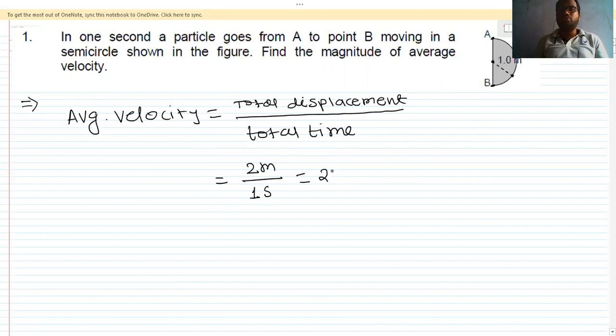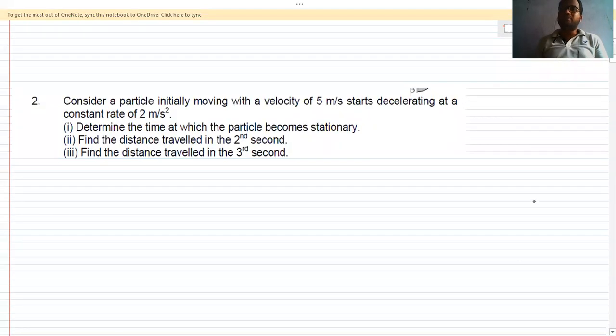So what is the answer? 2 meter per second is the answer for this question. I hope this is clear, right? So we have the next, the second question.